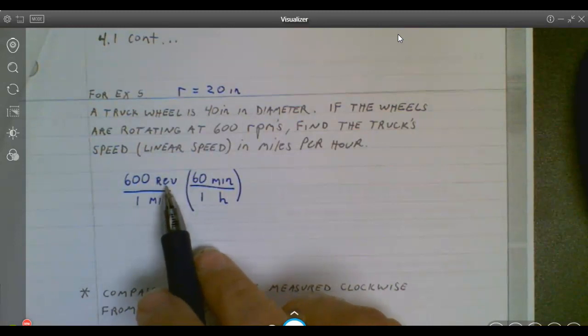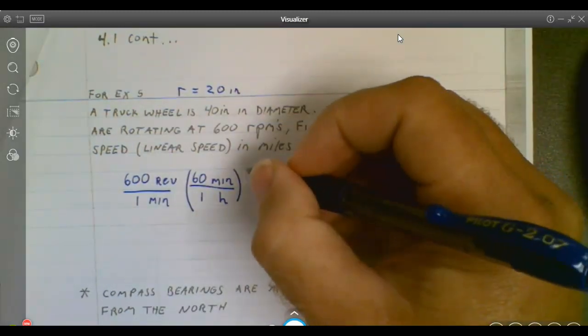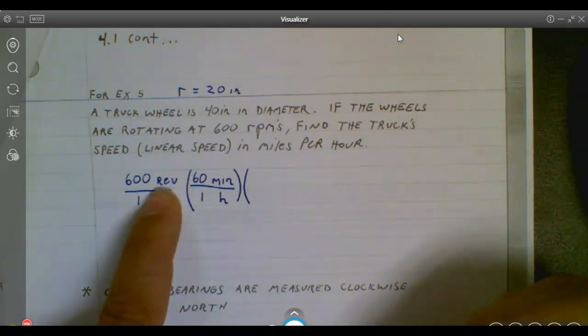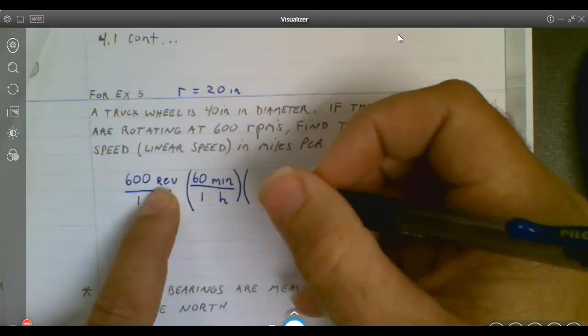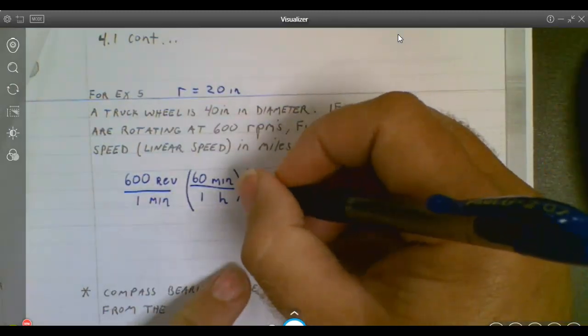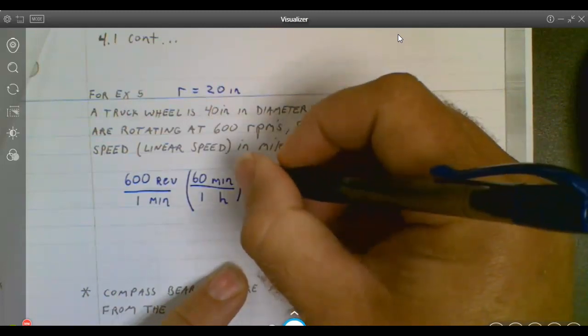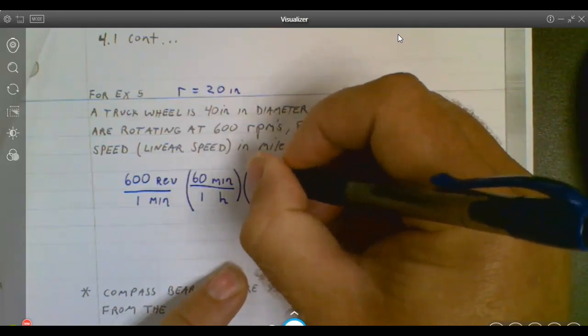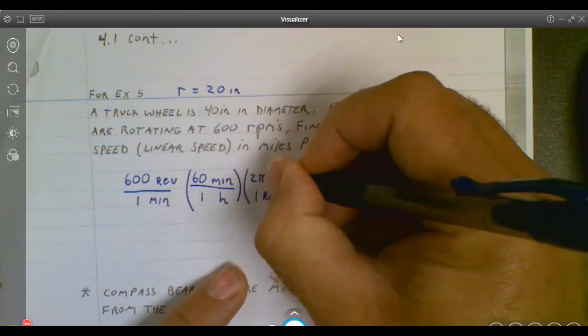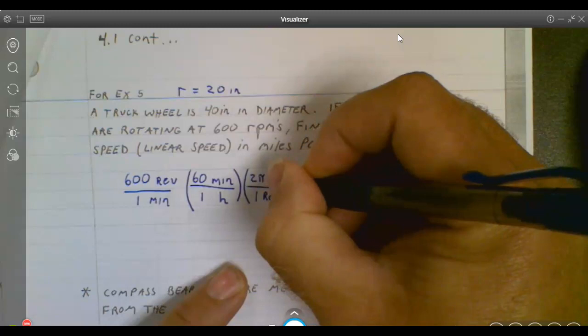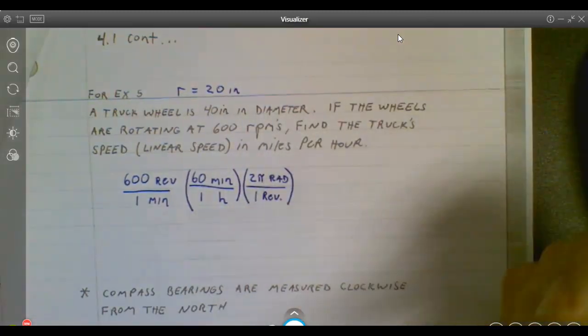Remember, 1 revolution is 1 circumference. So let's first get this in terms of length. We know 1 lap around the circle would be 2 pi. So we know that 1 revolution would equal 2 pi radians. So now we are getting into terms of length in radians.